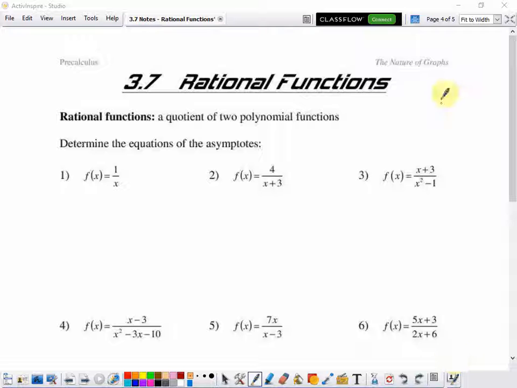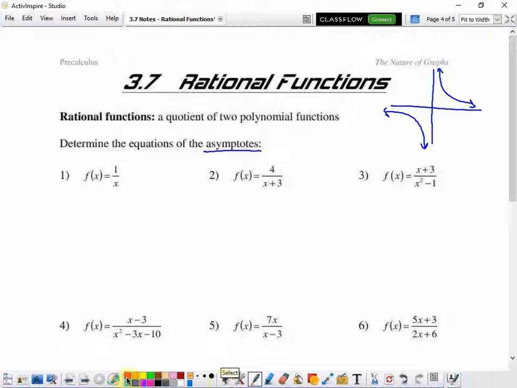The parent function is what we have here in number 1, f of x equals 1 over x, and that looks roughly like this. So that's what the graph of a rational function looks like. Okay, so next question, what is an asymptote? Because what we're talking about is determining equations of asymptotes. So what is an asymptote?